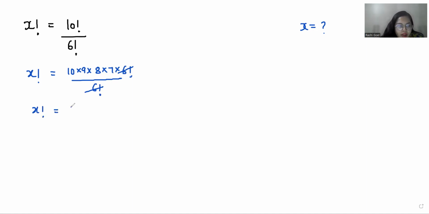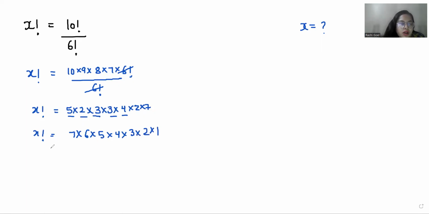We can write this as 5 times 2. Similarly, 9 as 3 times 3, 8 as 4 times 2 times 7. Now x factorial is equal to 7 times 3 times 2, 6 times 5 times 4 times 3 times 2 times 1. So this is equal to 7 factorial. So the value of x is 7.